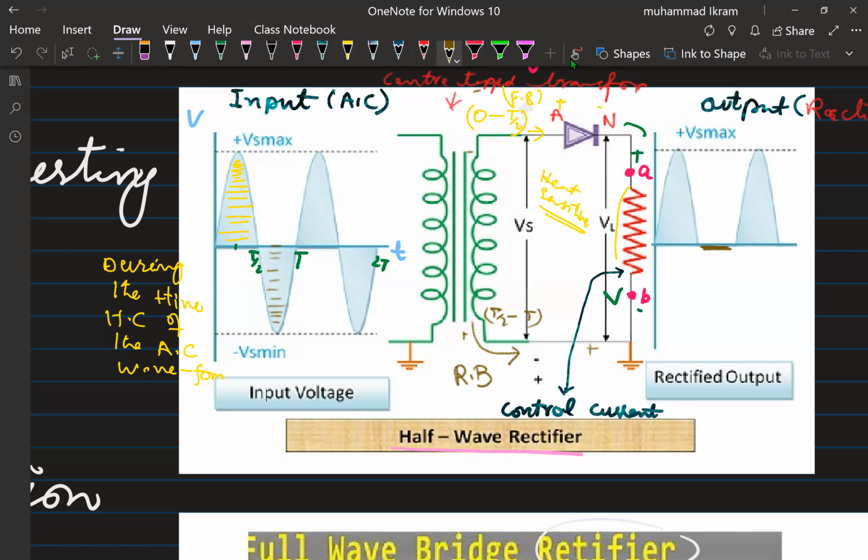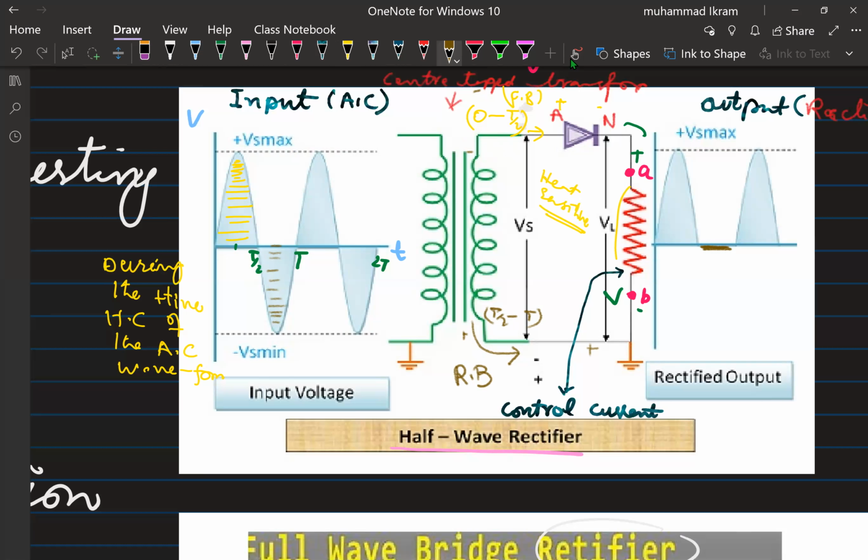So what does this mean? That it does not allow the current to flow from B to A in this situation. So the diode does not conduct. Again, this is just one half cycle of the AC. Again from T by 2, when the cycle repeats, the same thing will happen again and again.